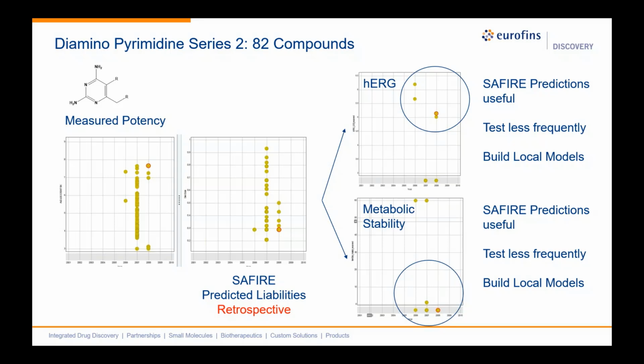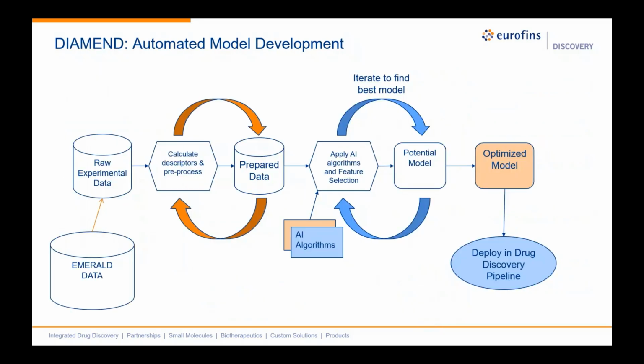Speaking of local model development, how do we think that would work? It's going to work very much like our larger models, where you take either Emerald data or project data, feed that into a data preparation module. That prepared data then goes into our model iteration mechanism, where we iterate through all the potential combinations of descriptors and machine learning methods, looking at each potential model and asking whether or not it's going to be performant enough to become an optimized model and deploy in our drug discovery pipeline.